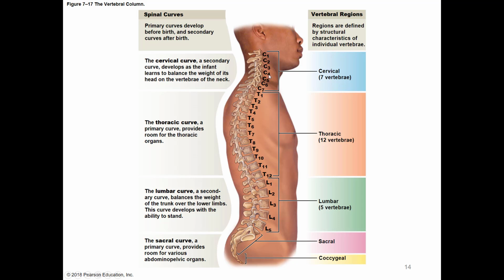Now, one way that I've heard, which is a great way to remember this, is we have breakfast at 7 cervical vertebrae. We have lunch at 12 thoracic vertebrae. And we have dinner at 5, lumbar 5 vertebrae.